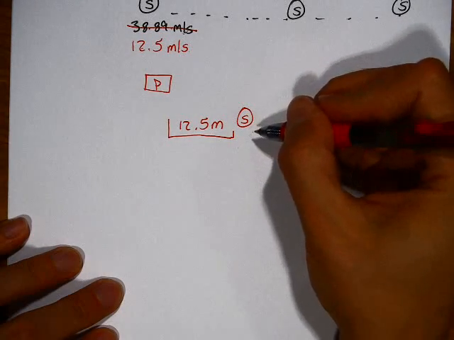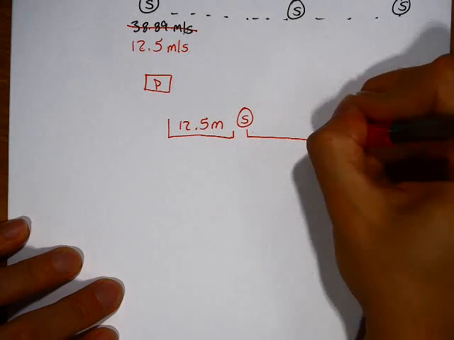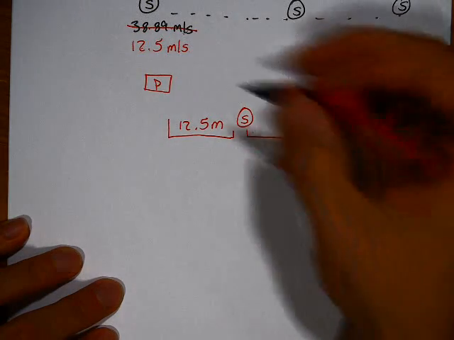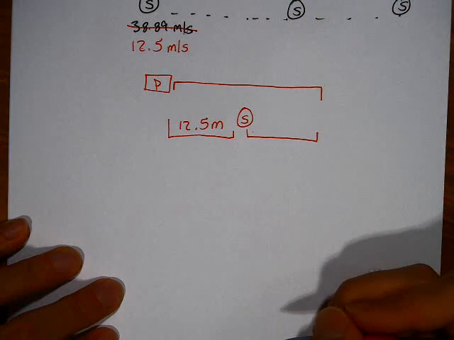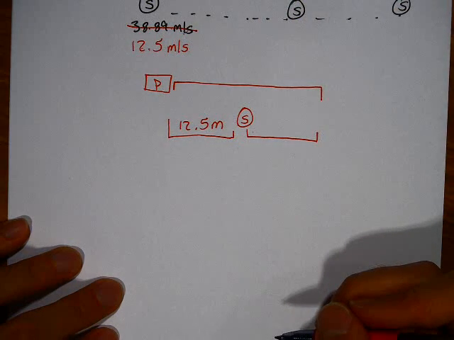Now, in the remaining time, this speeder moves ahead some additional distance, and the policeman has to go that entire distance.